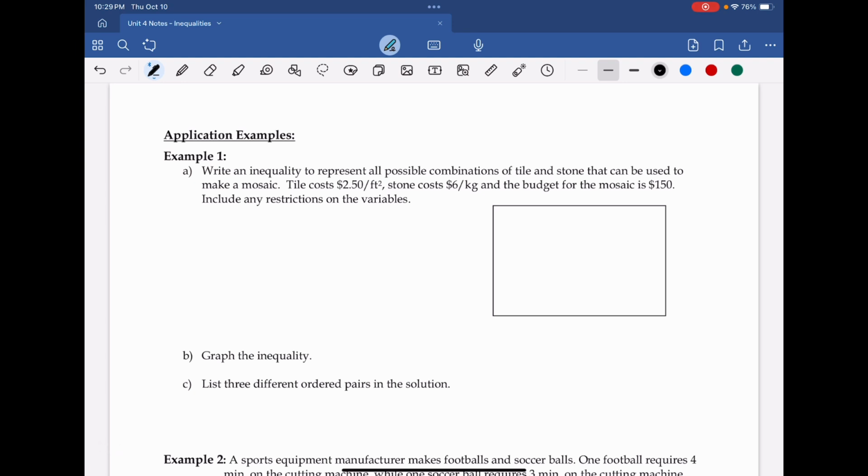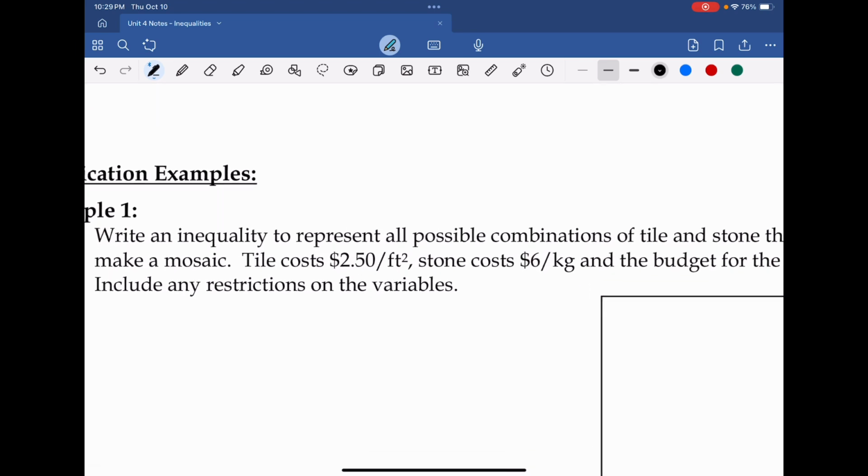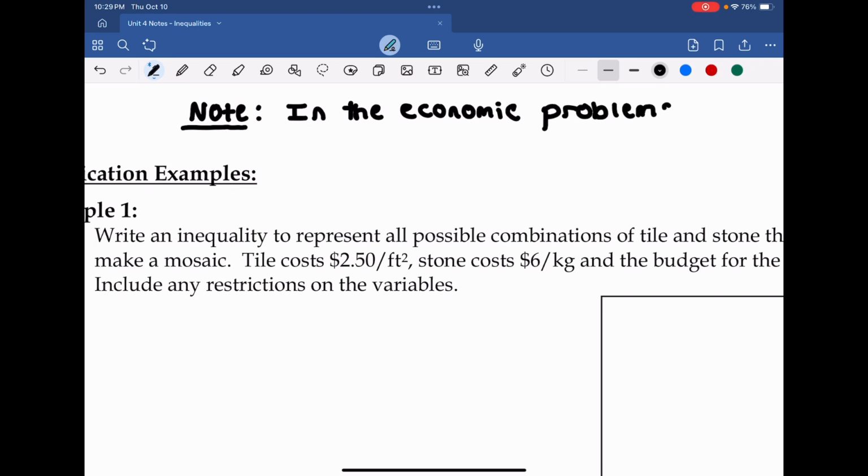Now, here's where we go into the economic problems, which I like to call economic trade-off problems. So we're actually going to make a note about this right away. At the very top, I highly encourage you throw this in. Note, we're going to say the following about all of these application problems that you're about to face. In the economics problems, these are what we like to call trade-off problems.